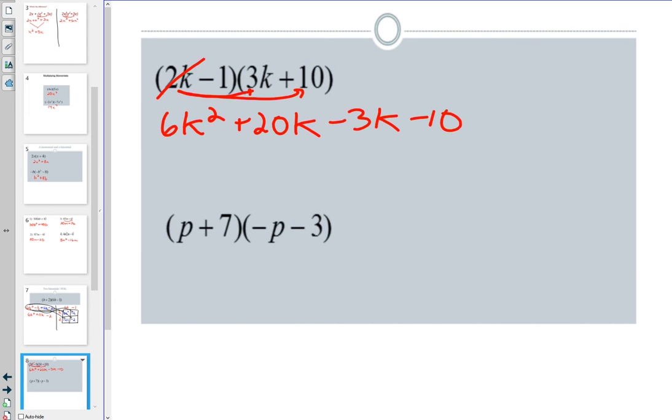Oh, you didn't get it right yet, because we're not done. We still have like terms. You have to combine them. Six K squared plus 17K minus 10.